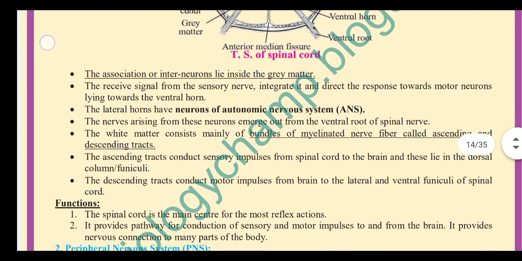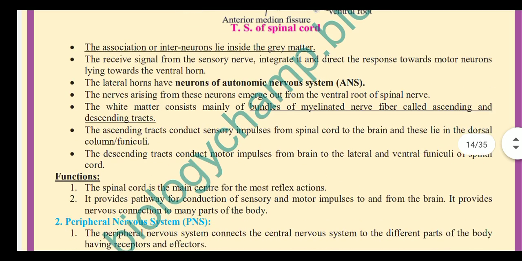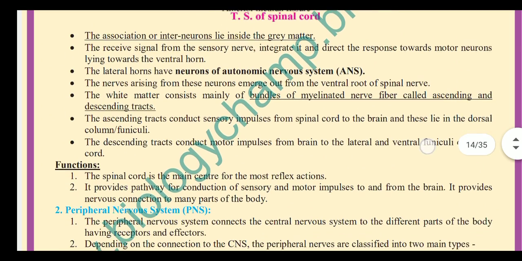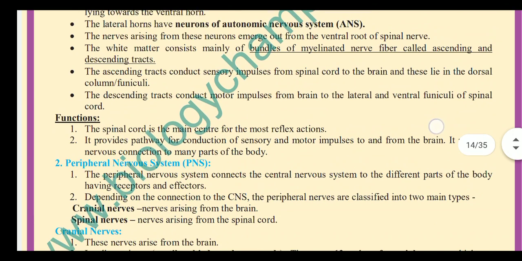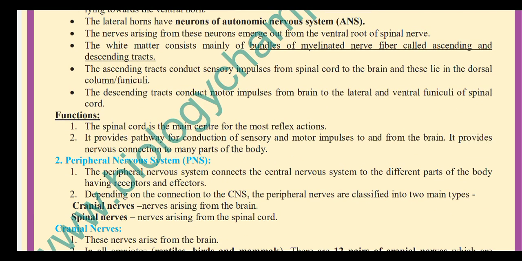The association interneurons lie inside the gray matter, which receives signals from the sensory nerve and integrates them, that means it gets mixed with them, and a direct response is given towards the motor neurons, so the stimulus does not reach the brain. So towards the motor nucleus lying in the ventral horn. The lateral horns have neurons of the autonomic nervous system, and the nerves arising from these neurons emerge out from the ventral root of the spinal cord.